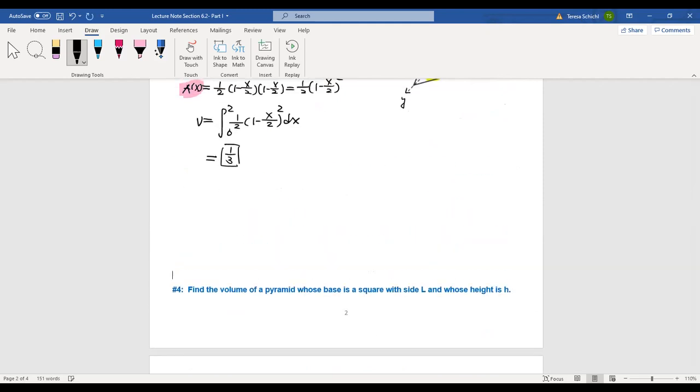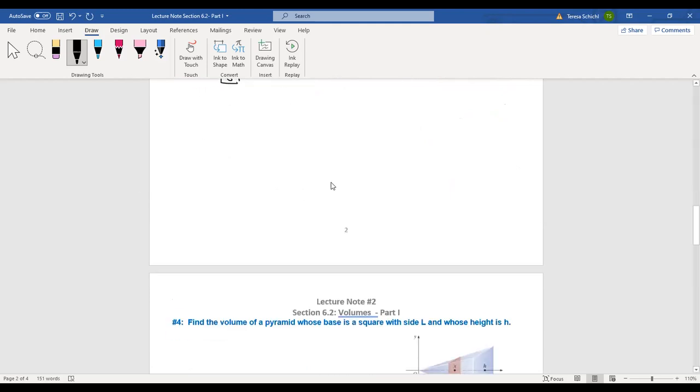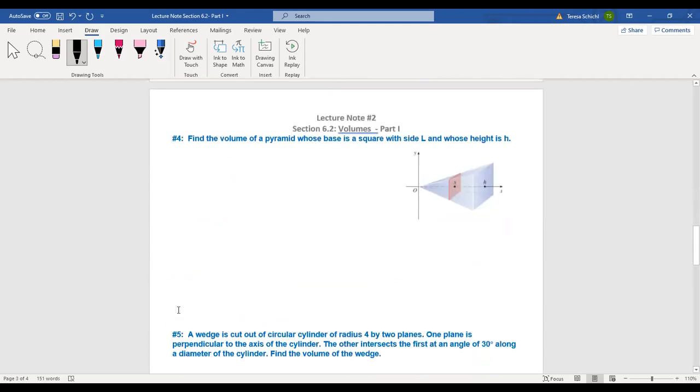Let's give a little bit bigger space here. The next one we talk about is the volume of a pyramid whose base is a square with side L, so this is L. You have a square base, and the height is H.